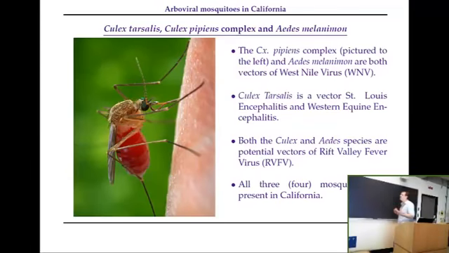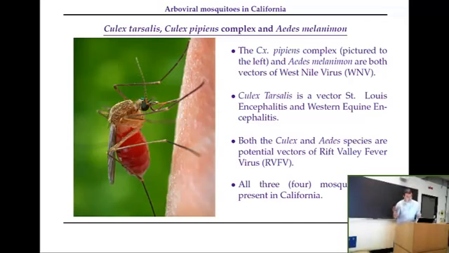The mosquito vectors we're going to be talking about are Culex tarsalis, the Culex pipiens complex, and Aedes melanimon. The pipiens complex and Aedes melanimon are both vectors for West Nile virus. Culex tarsalis is a vector for several encephalitides. I'm not sure that's the right way to pluralize that. And both the Culex and Aedes species are potential vectors for Rift Valley fever, which isn't actually in America, but were it to show up in, for example, the Central Valley of California, it could have devastating effects on our cattle industry.